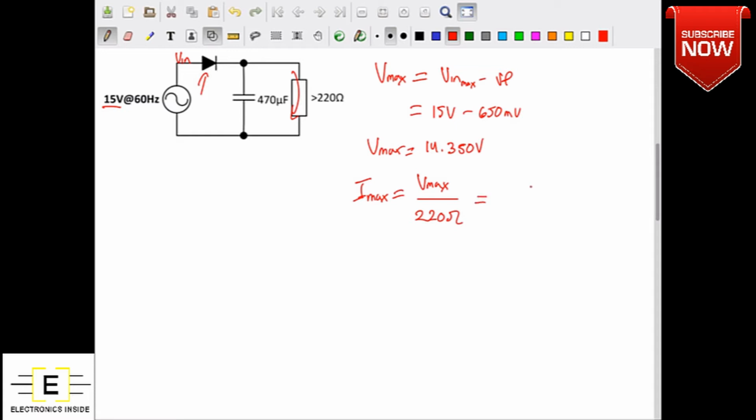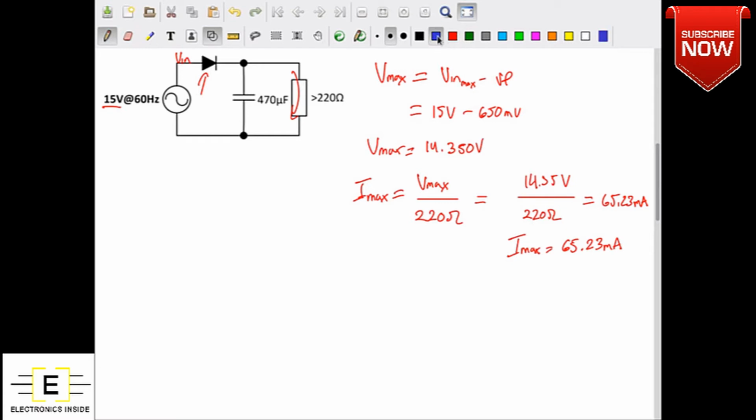So we can actually go ahead and plug in 14.35 volts divided by 220 ohms. And we'll find that that gives us a maximum current of 65.23 milliamps. So this is the figure that we're going to use as Imax, and the figure that we're going to use to figure out the rate at which that capacitor is going to discharge in our approximation here.